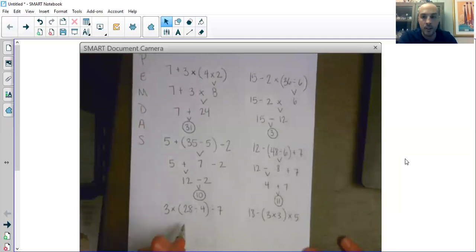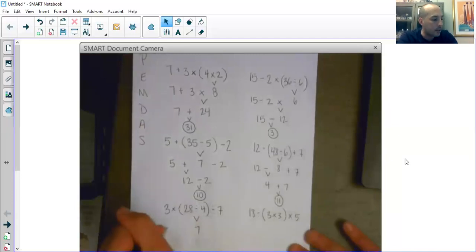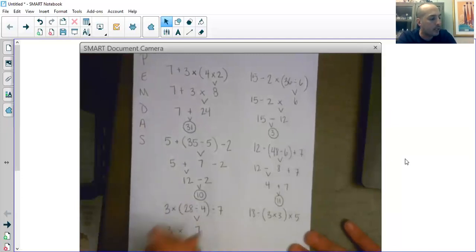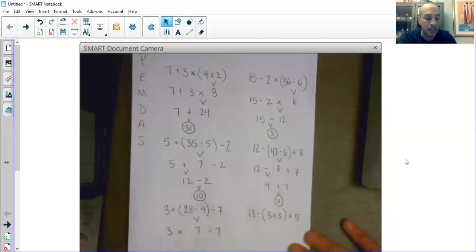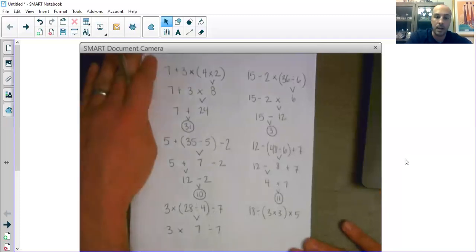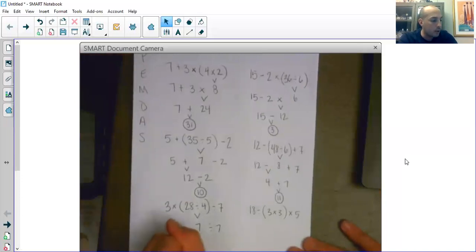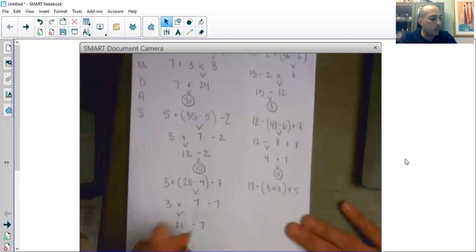So we do our parentheses first. 28 divided by 4 is 7. Everything else comes down. So our new equation is 3 times 7 divided by 7. Because I'm only left with multiplication and division, I go to the left to right rule. I forget about PEMDAS. 3 times 7 is 21 divided by 7. 21 divided by 7 is 3.